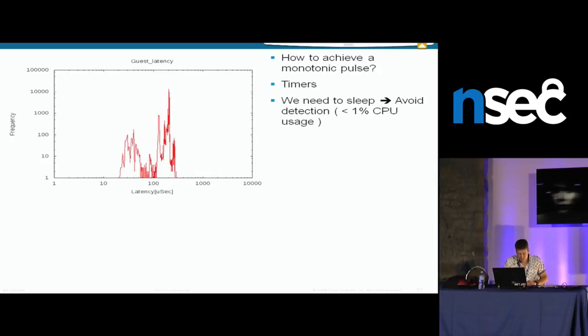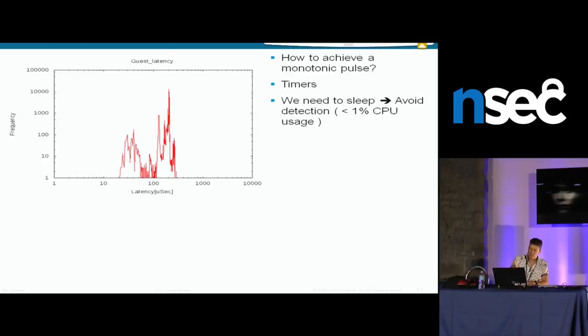But there is a big problem with timers. There is jitter with timers. There is lots of jitter. This is a frequency distribution graph, log-log scale. And as you can see, with timers, there is lots of jitter, in the order of 100 microseconds, for example. Actually, to be fair, this is pretty good data.